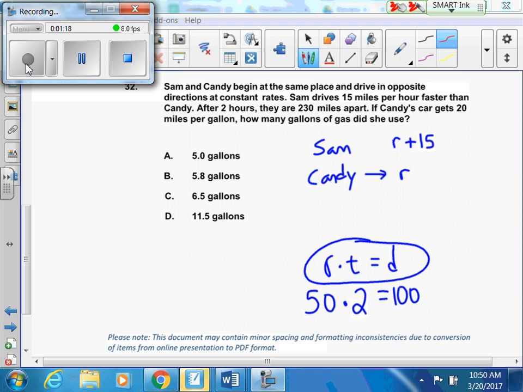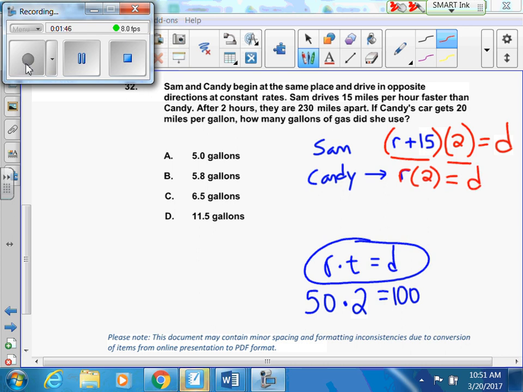So Sam's rate is R plus 15, and we are going to drive for 2 hours, so multiply that by 2. If you take Sam's rate and multiply it by the time, you get the distance Sam traveled. Now Candy's rate is R. We're going to drive for 2 hours, so times it by 2, and that's going to be Candy's distance.